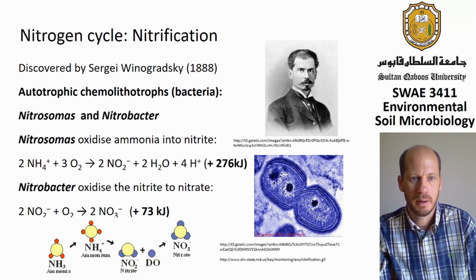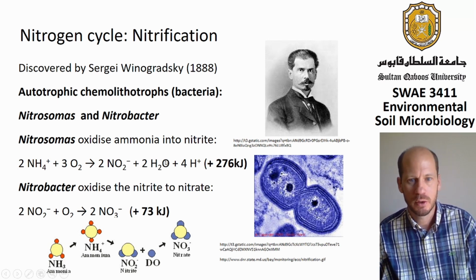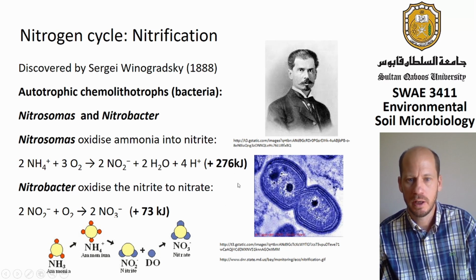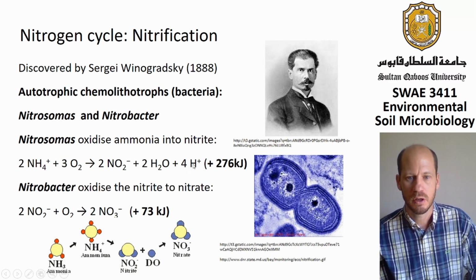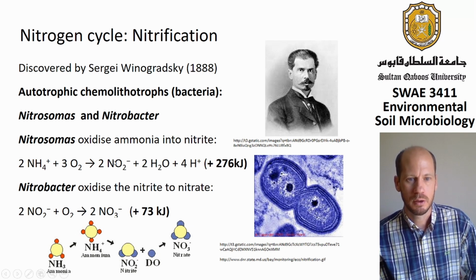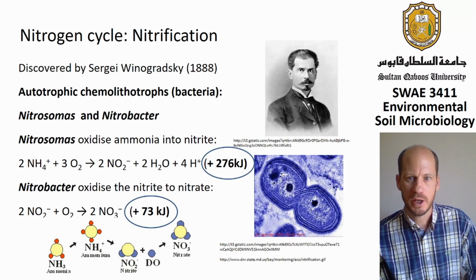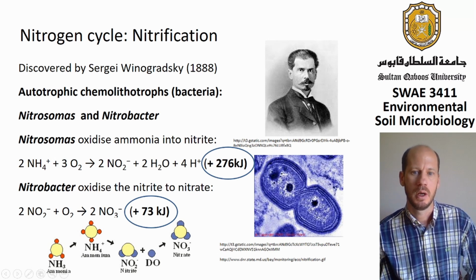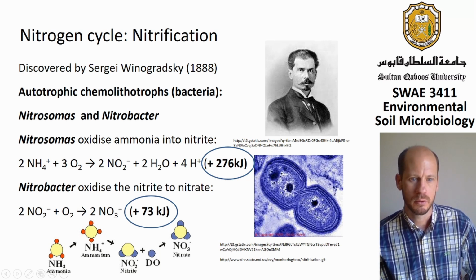Nitrosomonas will be oxidizing ammonium into nitrite, and Nitrobacter will be oxidizing nitrite into nitrate. And if you look here, both of these reactions render a positive yield of energy. So these microbes can use this reaction as a source of energy in the soil environment. So these are not heterotrophs, they're chemolithotrophs, autotrophic chemolithotrophs. The majority of the heterotrophs will be chemoorganotrophs, and these ones are using a source of energy coming from organic molecules, not inorganic molecules.